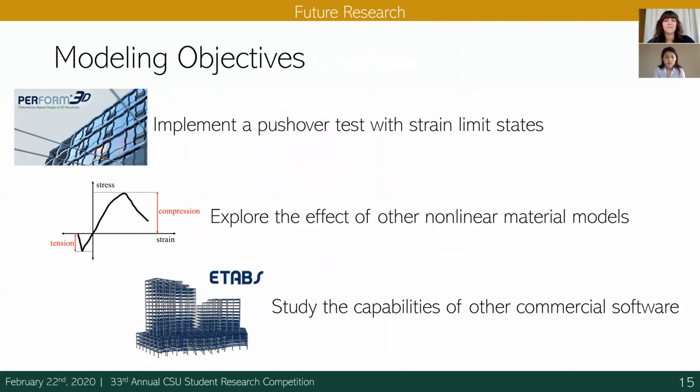Our current Perform 3D models are drift controlled, so our next modeling step requires us to implement a pushover test in Perform 3D with strain gauges on the concrete and steel to determine failure. Our second modeling objective is to explore adding different nonlinear material models to our analysis, including a concrete tension model that could properly capture the unique failure of the wall we are investigating. Our third objective is to study the capabilities of other software that industry practitioners commonly use, such as ETABS and SAP 2000.